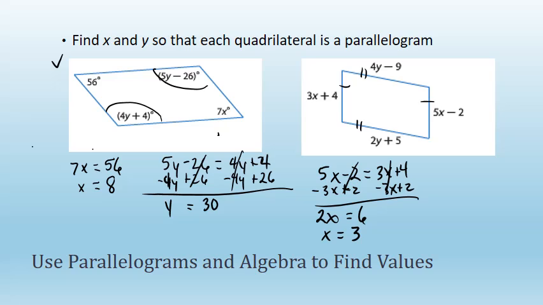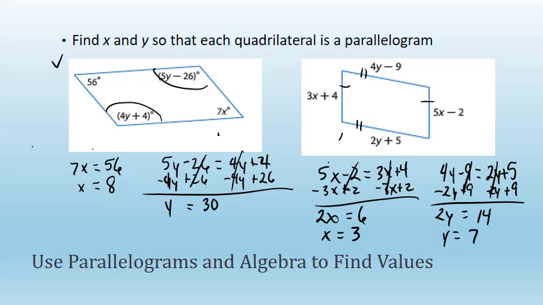All right, let's get on our y's. We can say 4y minus 9 is going to equal 2y plus 5, because once again, both pairs of opposite sides must be congruent. They must equal each other. Let's subtract 2y from both sides and add 9 to both sides. And 4y minus 2y gives me 2y. The negative 9 and the 9 cancel. The 2y and the negative 2y cancel. We got 2y is equal to 5 plus 9, which is 14. And we're going to divide both sides by 2. And y is equal to 7.